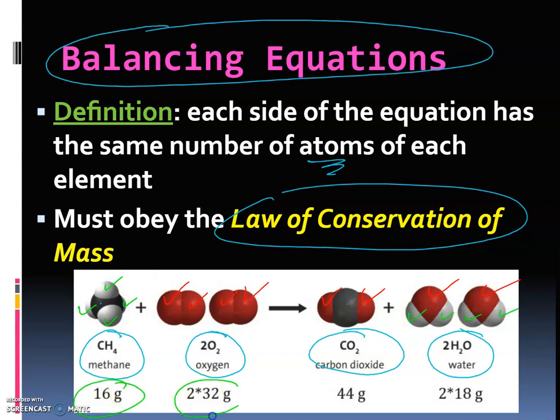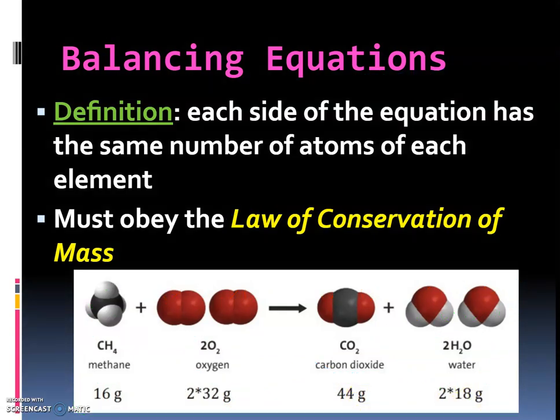The mass will also be the same. You will also get the same amount on the left-hand side as the right-hand side. So 16 plus 2 times 32 will give you the same as 44 plus 2 times 18 for our masses.